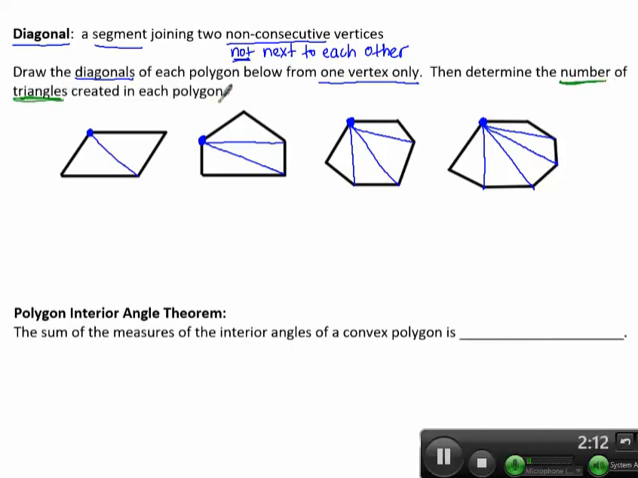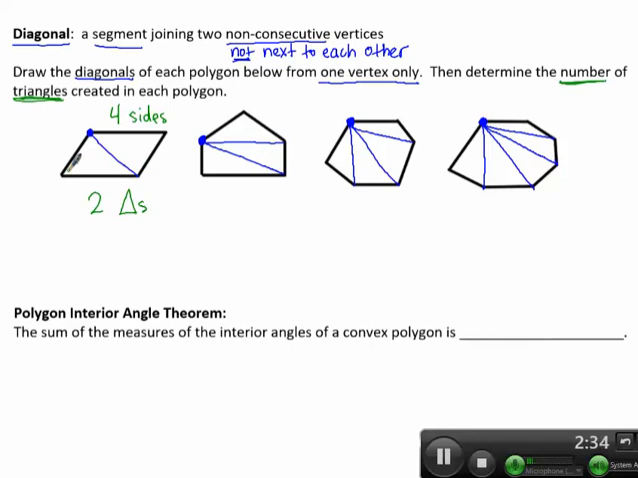Now the next thing the directions ask me to do is to determine the number of triangles created in each polygon. Why triangles? Because we know a lot about triangles. So here we have two triangles. There are four sides to this polygon, and there are two triangles that we can make by drawing a diagonal. Now remember that we're trying to think about the interior angle measures of the polygon.